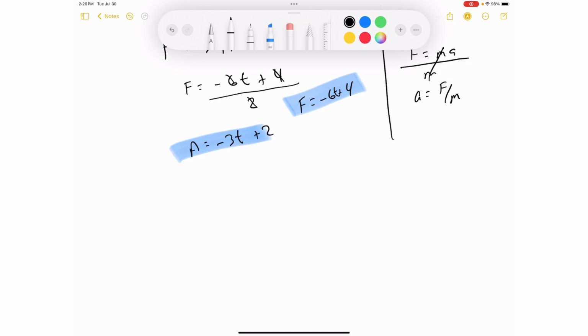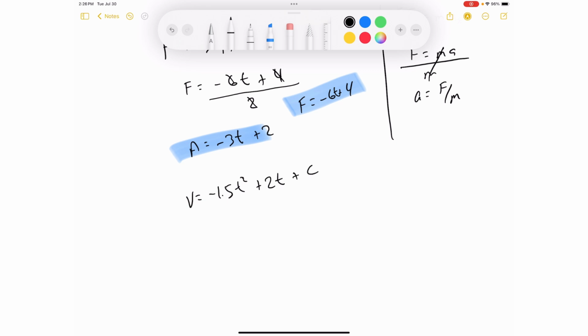If you integrate a, this is just a normal integration. You take the 3t and take half of 3. So this is velocity as a function of time. It's negative 1.5, because it's half of 3, and you take t and make it t squared, and then you add 2t. You integrate 2, which becomes 2t. And now you have to put on your initial values.